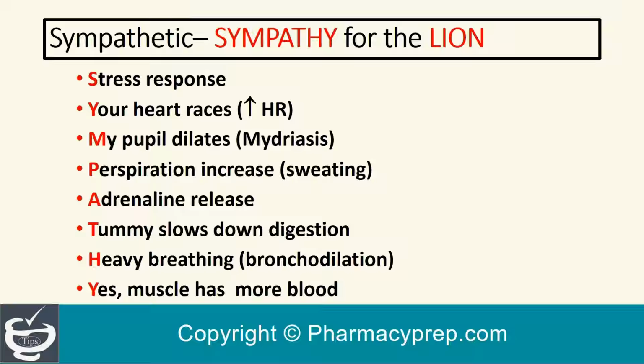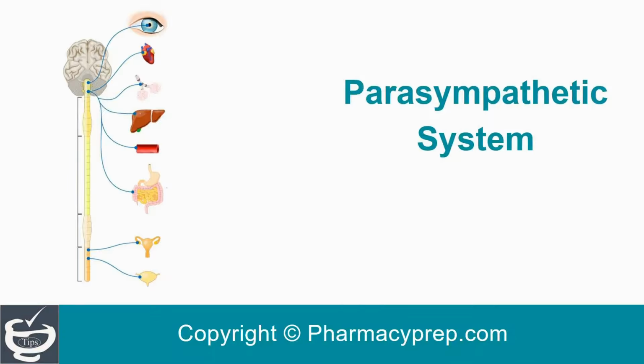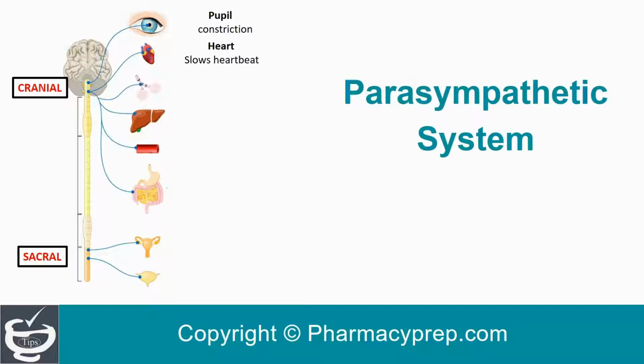The sympathetic system innervates and forms effects on those organs. Next, let's look at the parasympathetic system. Parasympathetic pathways begin from cranial and sacral regions, so sometimes it is also known as craniosacral pathways. The end organs of these are in the eyes. The parasympathetic system causes pupil constriction, heartbeat slowdown, bronchial constriction, stimulates release of bile, and blood vessel constriction.